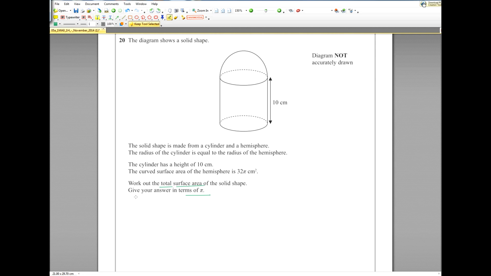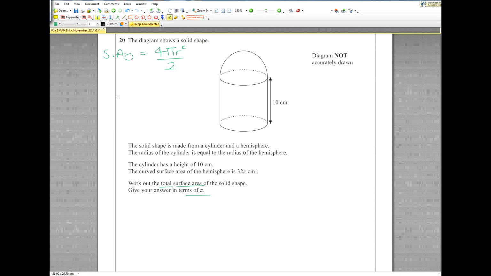So first of all, can somebody tell me from the front of the exam paper what is the formula for the surface area of a sphere? It equals 4 pi r squared. Now remember, we don't have a sphere. We have a hemisphere. So we have to divide ours by 2, because that formula is for a full sphere, like a ball. We have just half of it.